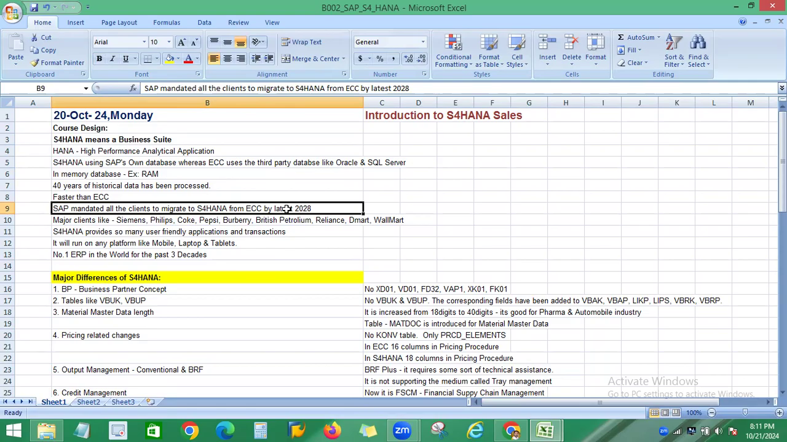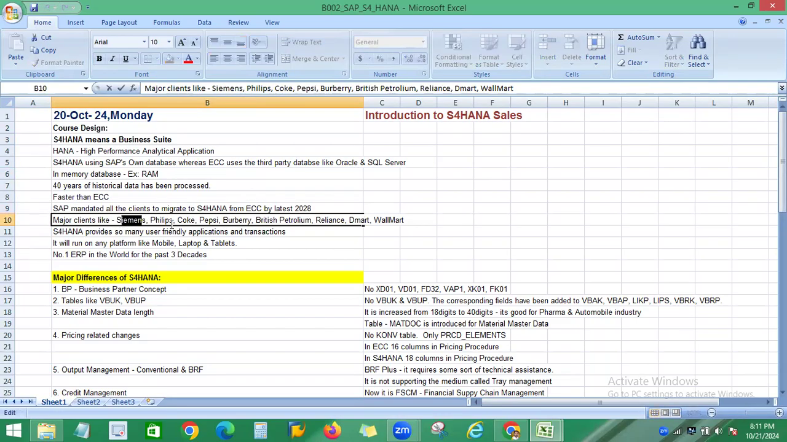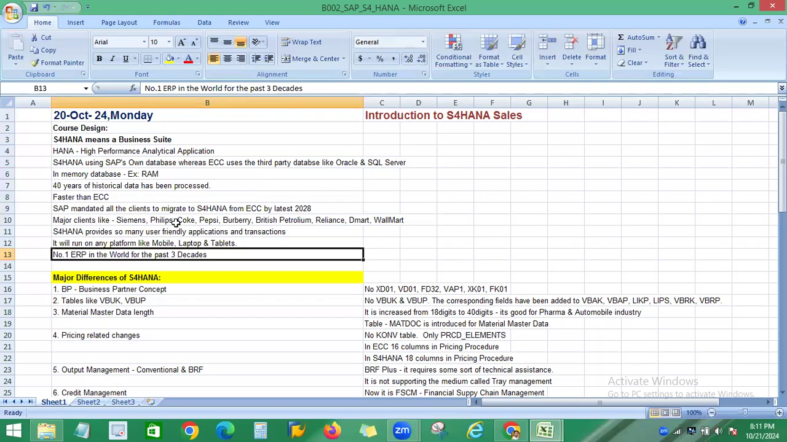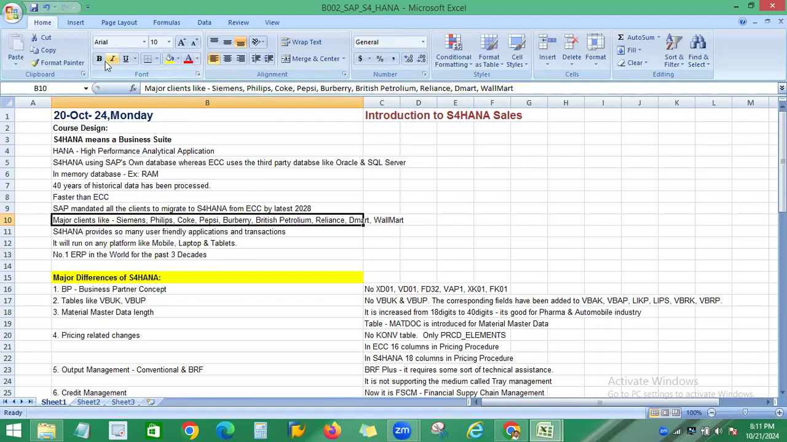Then what are the major clients on SAP? Siemens, Philips, Coke, Pepsi, Burberry, British Petroleum, Reliance, DMart, Walmart. So these are the major clients for SAP.